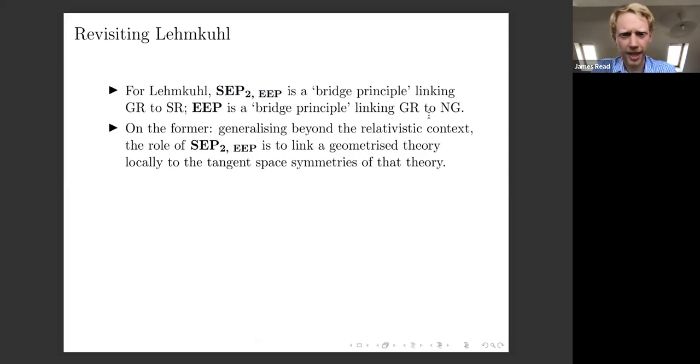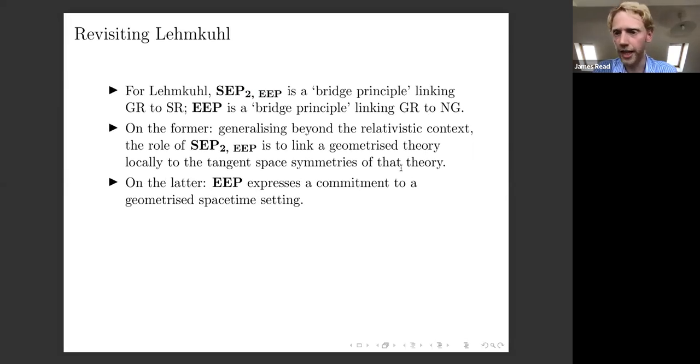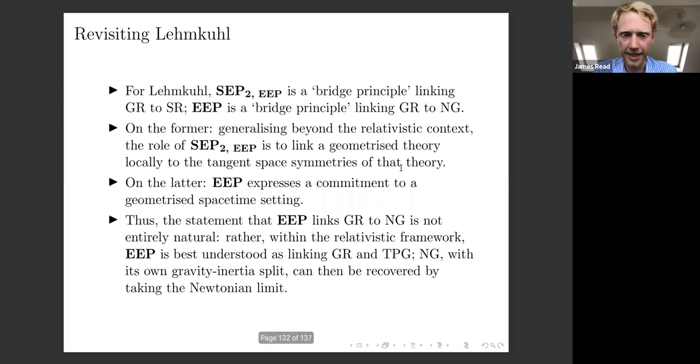On the former, I guess what I want to say is generalizing beyond the Newtonian context, what SEP2 EEP is doing is linking a geometrized theory to the local tangent space symmetries of that theory. On the latter, the Einstein equivalence principle is expressing a commitment to a geometrized space-time setting. So maybe, although I think it's completely right to understand the Einstein equivalence principle for Einstein as being a link from GR to Newtonian gravity, maybe the thing that we should say these days is that it links not general relativity directly to Newtonian gravity, but rather to teleparallel gravity, its equivalent force theory, and then only via taking some kind of Newtonian limit to Newtonian gravitation theory. I don't take this to be disagreeing with Lehmkuhl, really, just nuancing it a bit.